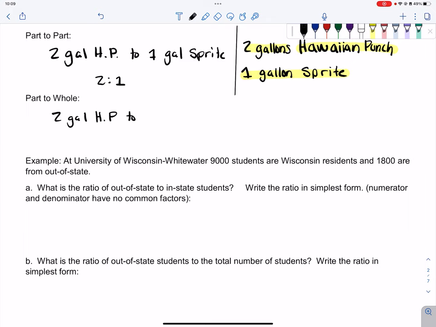But now I need to think about how many gallons of the carbonated punch would they have. Well, they would be putting the 2 gallons of the Hawaiian Punch into their container, and then they would also be adding 1 gallon of the Sprite to give us a total of 3 gallons of the amount of drink that they would have of the carbonated punch. To give us now a 2-to-3 ratio.